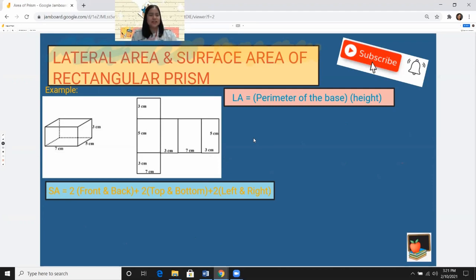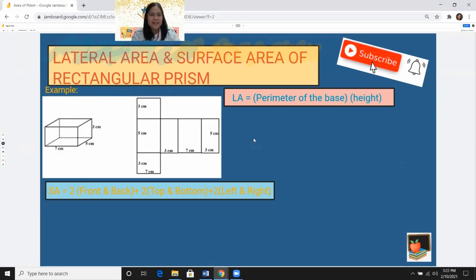An area in geometry can be defined as the space occupied by a flat shape or the surface of an object. So we have two kinds of area, the lateral area and the surface area. What is the difference between the two? For the lateral area, the base is not included. For the surface area, all areas including the base are included. That is the difference between lateral area and surface area.